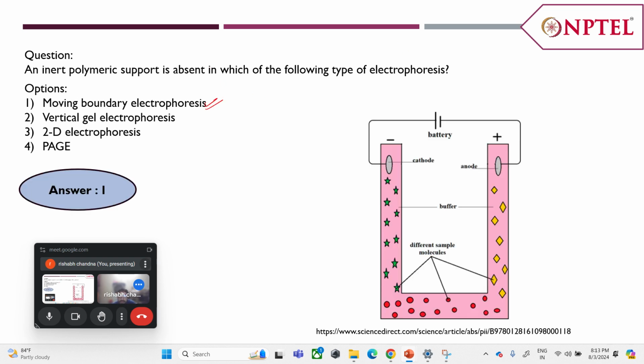So this is the correct explanation. What happens in a moving boundary electrophoresis? We have a U-shaped tube in which the molecules are present in the form of a buffer. So this is the solution in which different charged molecules are present. Now, the electric field is applied in such a way that this is the cathode and this is the anode, and the different molecules having different charges will migrate towards their respective electrodes. But here, there is no polymeric substance present.